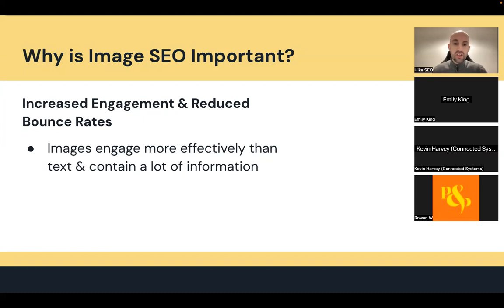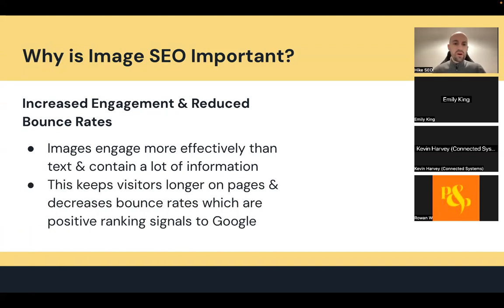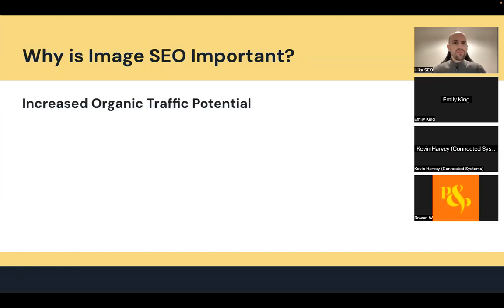And just having an image on a piece of content can really capture the attention of your visitor, hold them there that bit longer, pull them down the content and keep them there. And that is a great signal to Google that that content is engaging. So it keeps them longer, it reduces the bounce rates, and they're all positive ranking signals to Google.